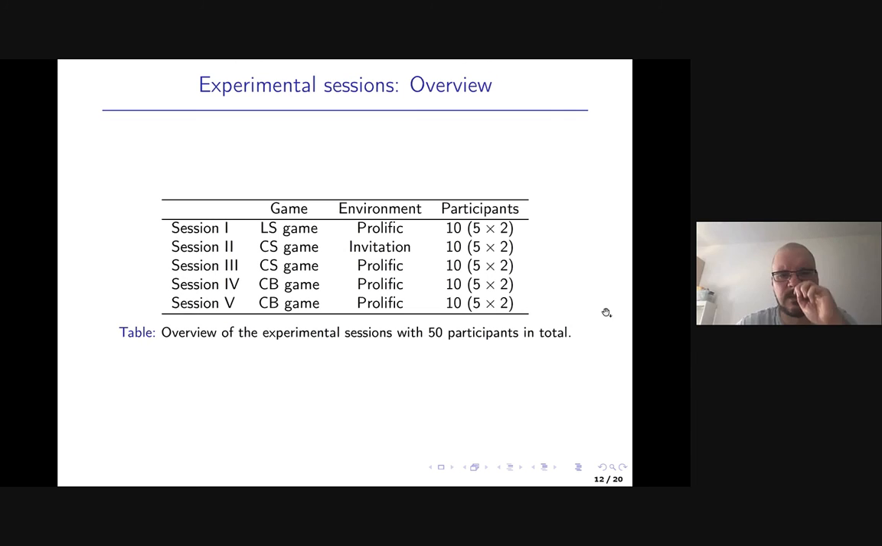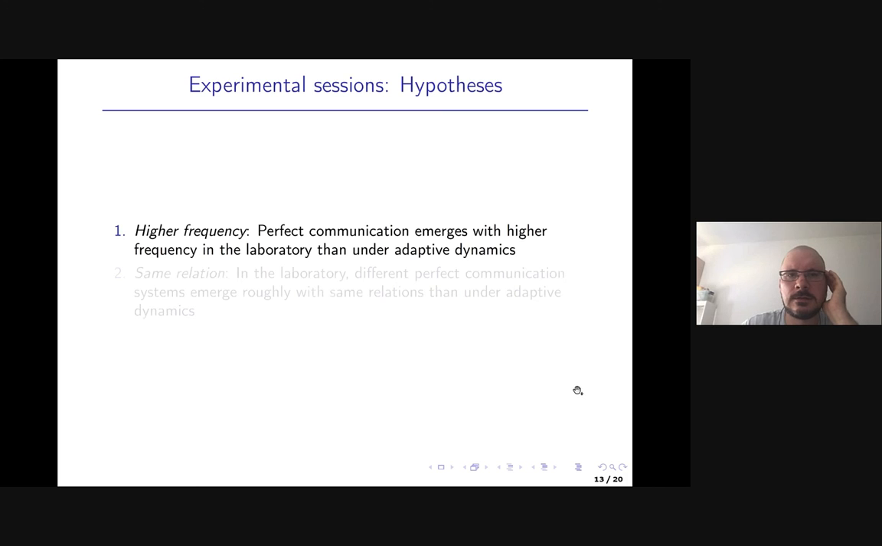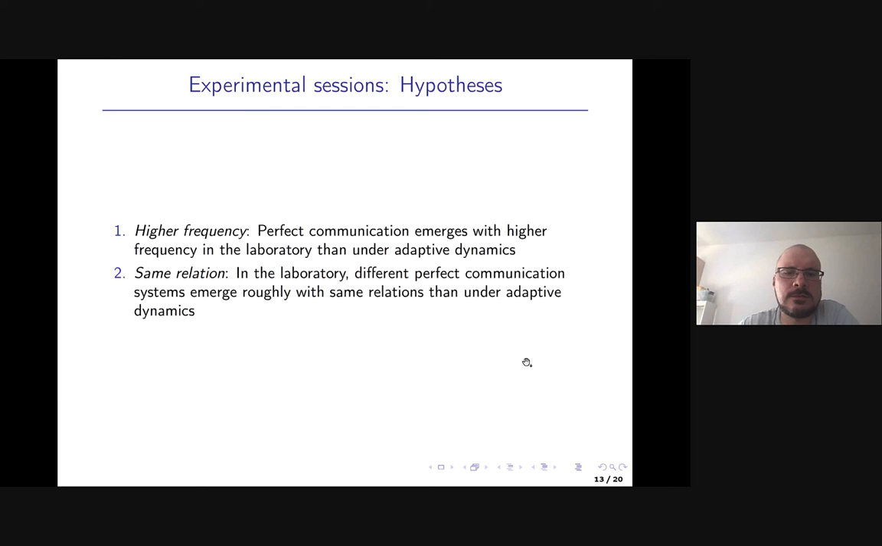Let me just jump over here. So this is the experiment we made with in total 50 participants for this Lewis signaling game. For the very first one, we only made one experiment because there were already results before, and we more or less confirmed them. And then for the other games, we made two sessions each. And I had two hypotheses here. One is the idea that in the lab participants are in general more successful than under adaptive dynamics, and the reason why this might be the case, I will explain later. And then also that the different communication systems emerge in roughly the same relation as under adaptive dynamics. And we'll also discuss this later.